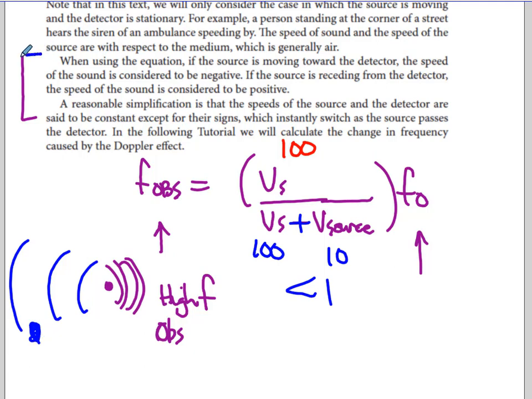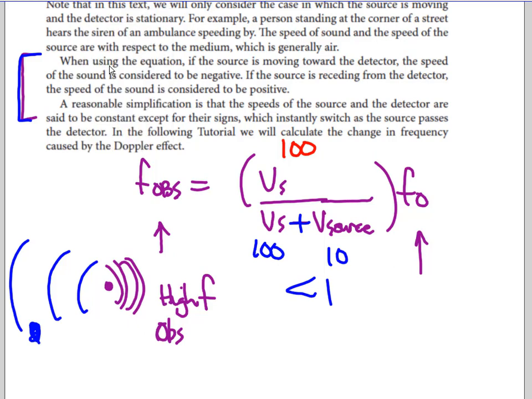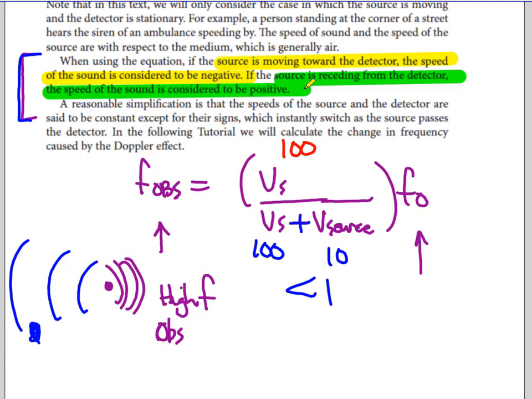Now if you want to look at this little sentence, I'll highlight it for you. When using the equation, if the source is moving toward the detector, the speed of the source is considered to be negative. Okay, we just talked about the mathematics of why that would work. If you're a memorizer, you're welcome to memorize. If the source is receding from the detector, so that's the behind case, the speed of the source is considered to be positive. If you want to memorize it, go right ahead. If you think about it mathematically, though, it makes sense whether you're going to add or subtract the source, depending on whether you want to create a higher frequency or a lower frequency.